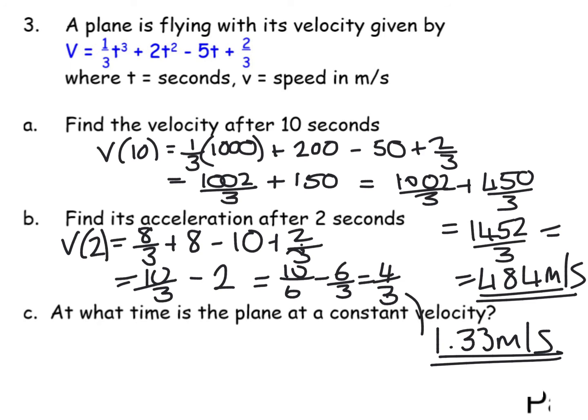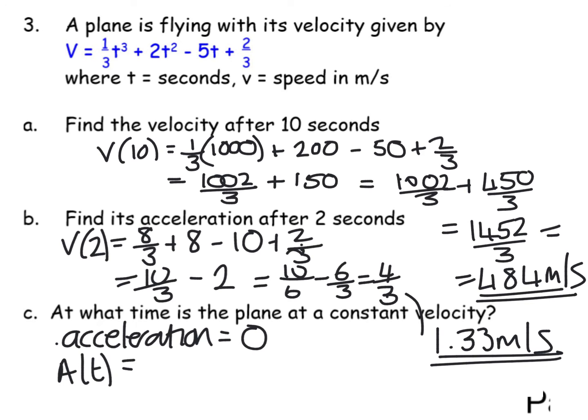And then part C, at what time is the plane at a constant velocity? So if you've got a constant velocity, that means that your acceleration is 0. So if I differentiate this, this will give me a of t. So 1/3 times 3 is just t squared, plus 4t, take away 5. Remember I said I can put that equal to 0, which gives me t minus 5, t plus 1.